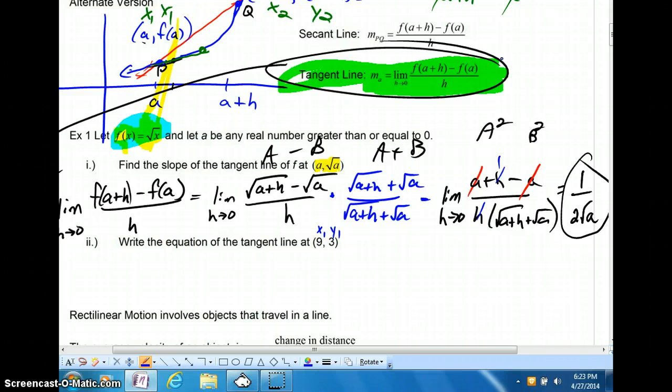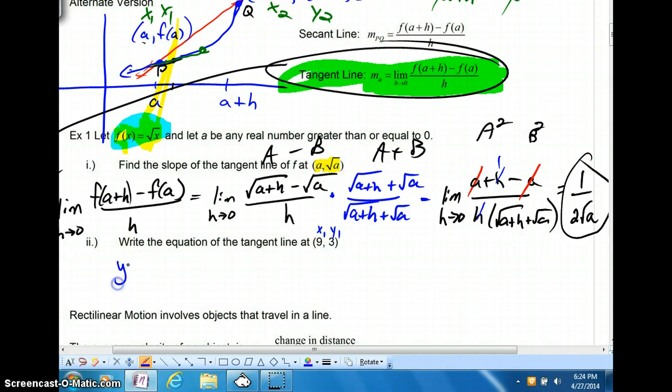But we looked at example 1 and we came up with this radical function, f of x equaled radical x. Given the point a comma root a on it, the point of tangency, we proved 1 over 2 radical a for its slope, for the slope of that tangent line at that point. So we'd like to be able to write the equation of a tangent line at that given point.